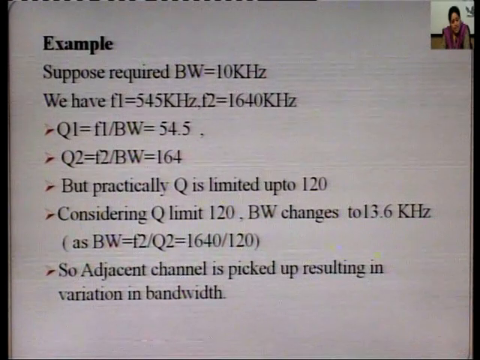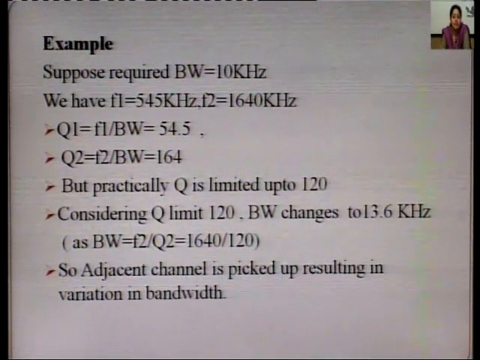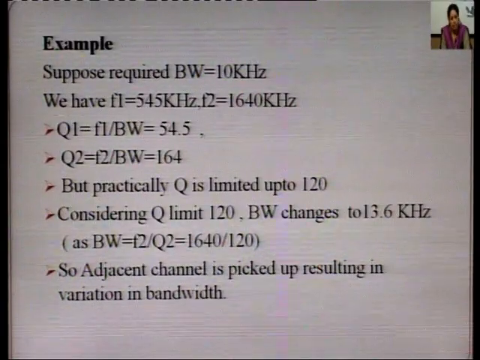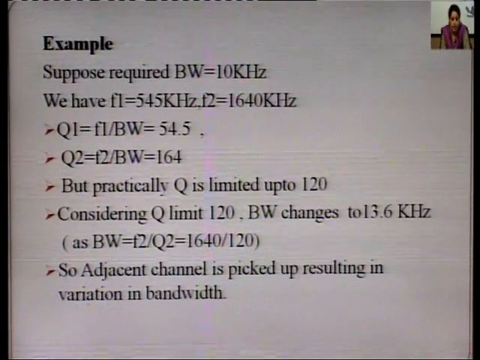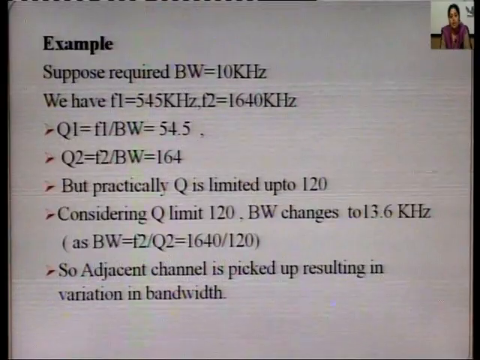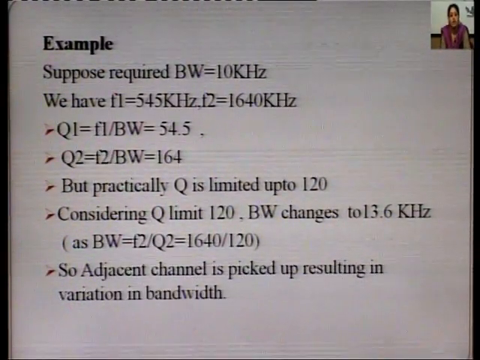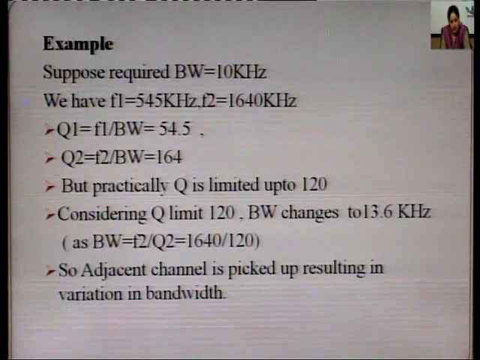That is, adjacent channels are picked up, resulting in variation in bandwidth. Your bandwidth varies. What required bandwidth we are not getting, but we are getting another bandwidth which was not required by us due to the limit of your quality factor, that is 120.